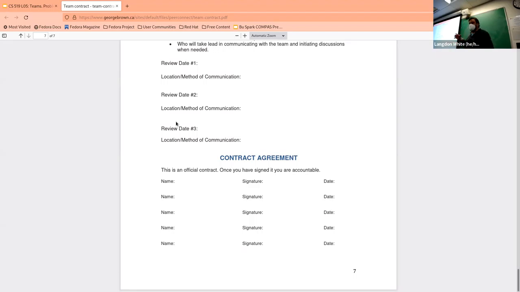And I strongly recommend, if you are ever leading a team and you want to set up a structure like this, get physical signatures, because it will help make it real.